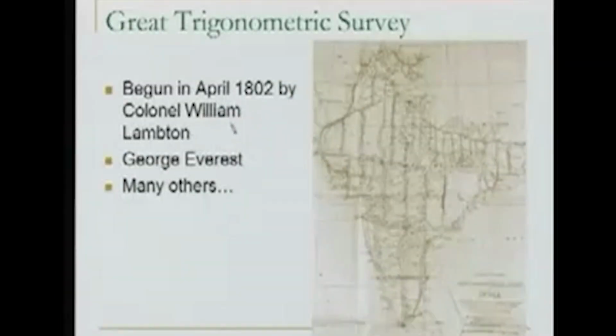Now we will give you a little bit more information on that GTS in India. It began in April of 1802, and the very first person who started that was Colonel William Lambton. Then later on George Everest also joined it. You know, the highest peak in the world, Mount Everest, is given its name on the basis of the name of George Everest, because he was the person who did this great trigonometrical survey. Then there were many others who joined in this effort.